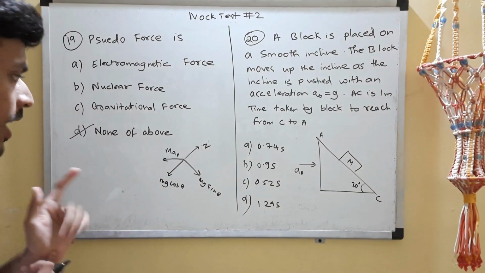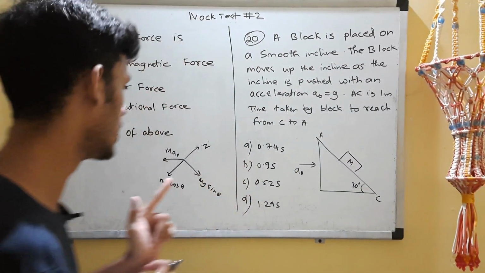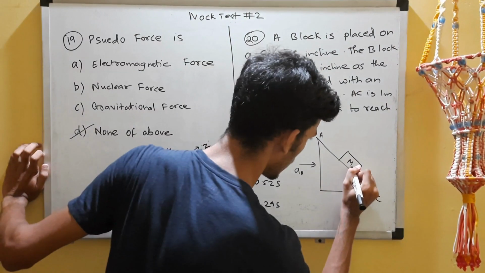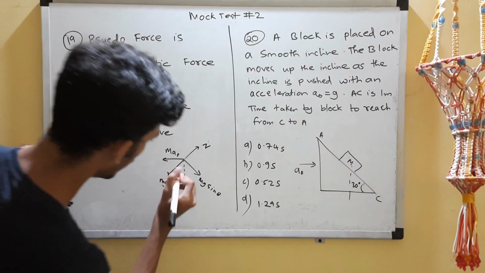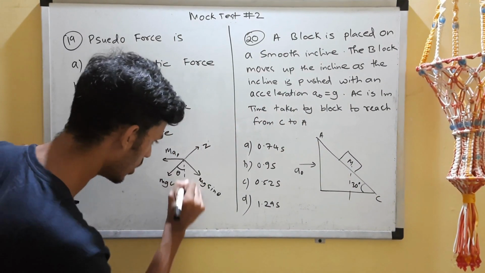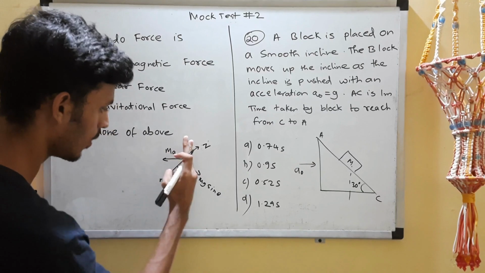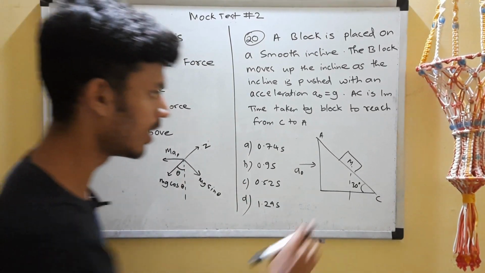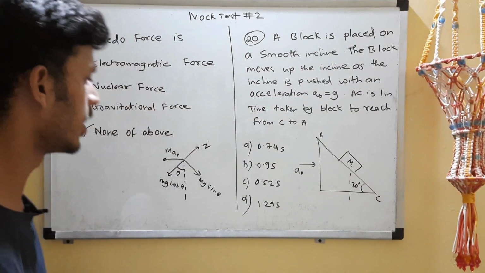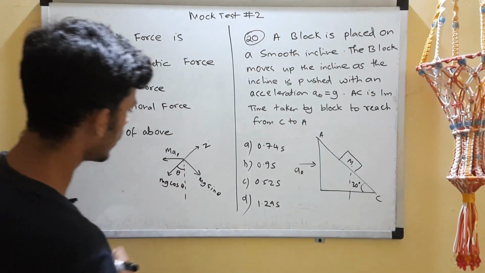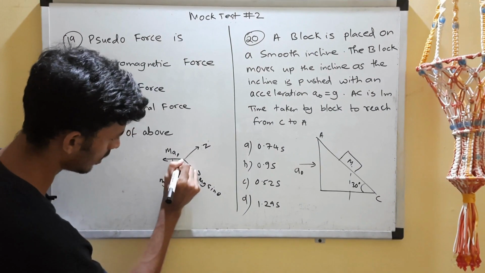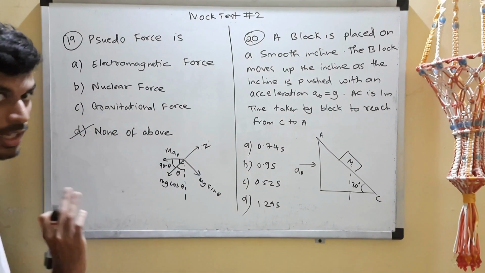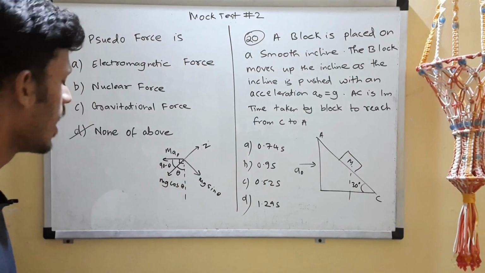Now I can break that ma0 into two components. First I'll draw a perpendicular like this. Here the angle is theta. Actually here you get mg and then you break it into mg cos theta and mg sin theta. Theta is nothing but your angle of incline, so this angle is also theta. This total is 90, so this will be 90 minus theta. Add those two, you get 90.